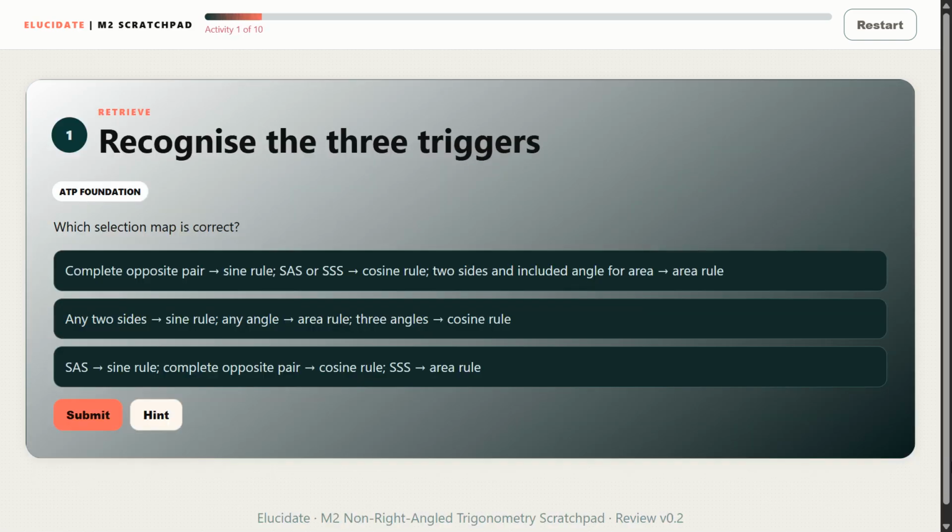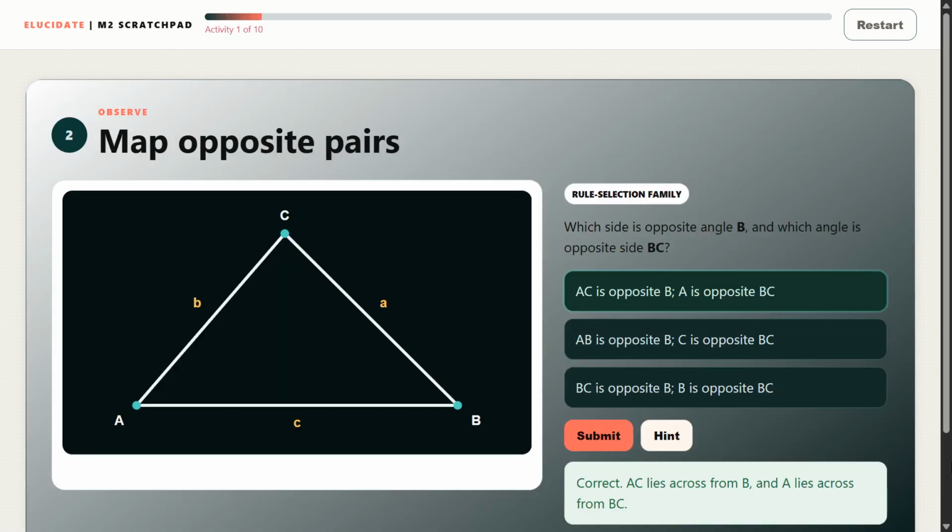In the scratch pad, the lowercase side is always opposite the matching uppercase angle. The question asks, which side is opposite angle B, and which angle is opposite side BC? The answer is, AC is opposite B, A is opposite BC.